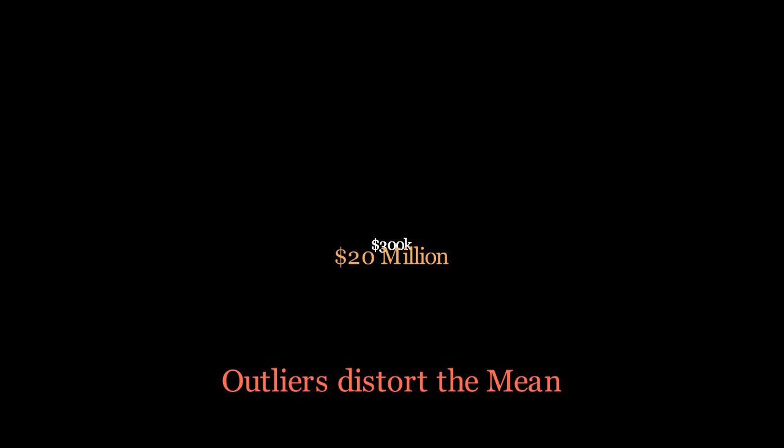Another prime example is the housing market. Real estate agents love to talk about average price, but a single $20 million mansion in a neighborhood of $300,000 homes will skyrocket the mean. According to the National Association of Realtors, the median is the standard metric because it isn't distorted by those few outliers. If the mean is significantly higher than the median, you know you are looking at a skewed market with a heavy tail of luxury properties.